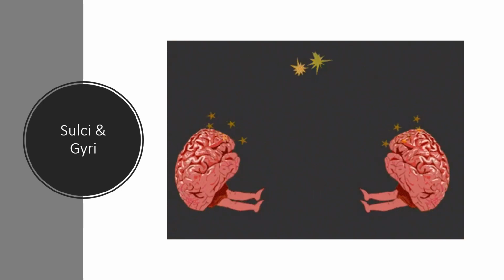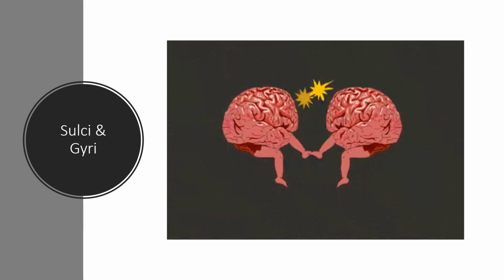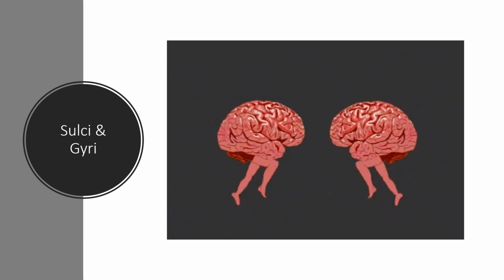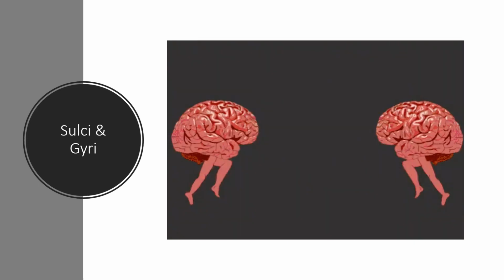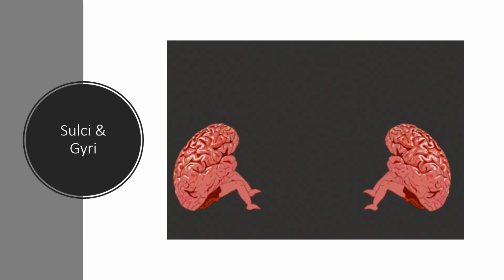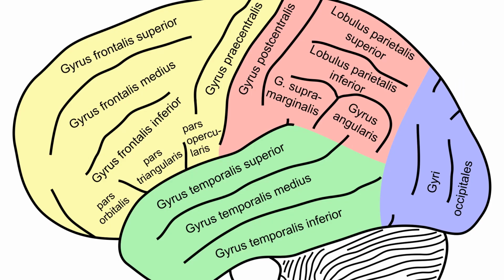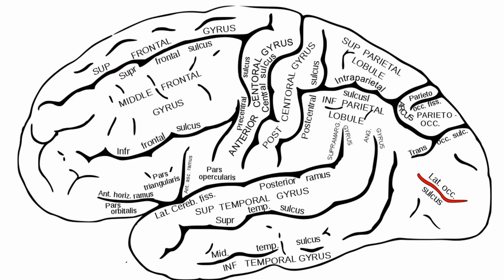Now we'll try to see in detail some of the major sulci and the gyri on the different surfaces of the cerebral hemisphere. We will start with the sulci and the gyri on the superolateral surface of the cerebral hemisphere. First we will see the important sulci on the frontal lobe.